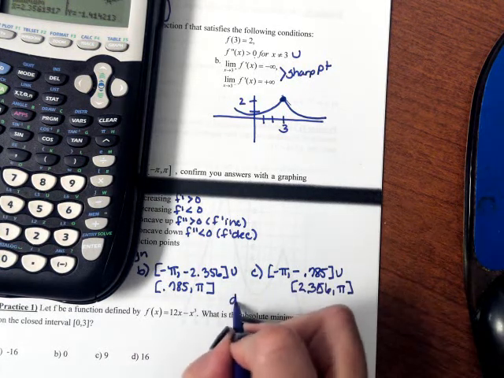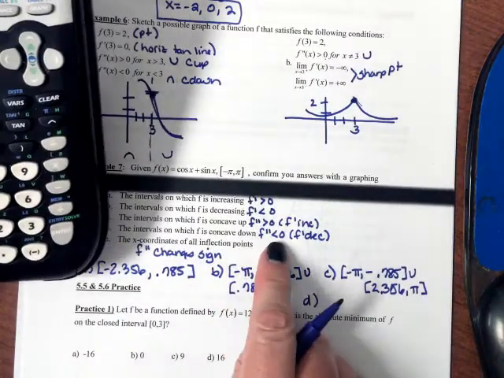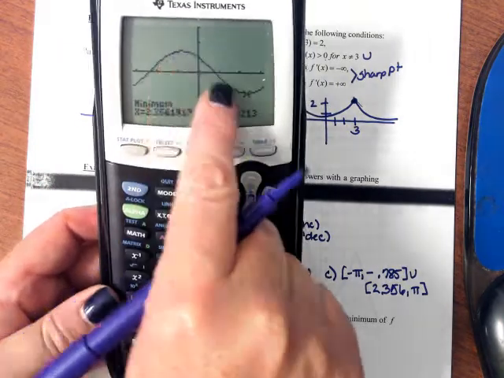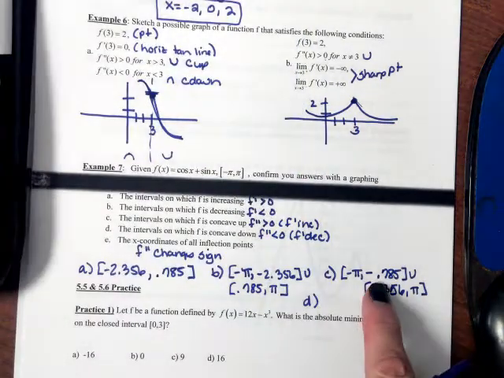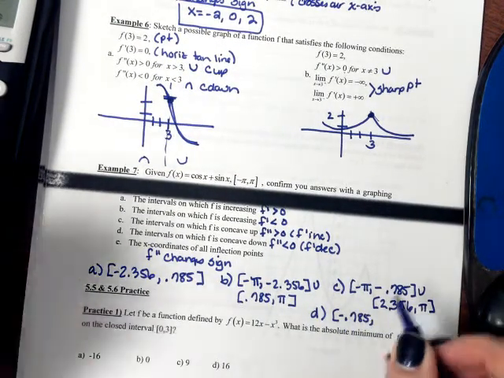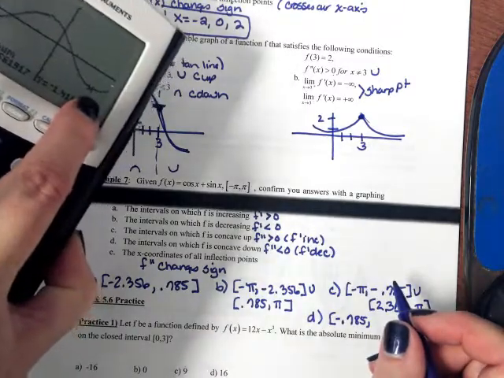And then for part D, to find where it's concave down, I want to see where f prime is decreasing. F prime is decreasing from here to here. So again, I already found this point right up here. That's my negative 0.785. And I just found that point down here, which is the 2.356.